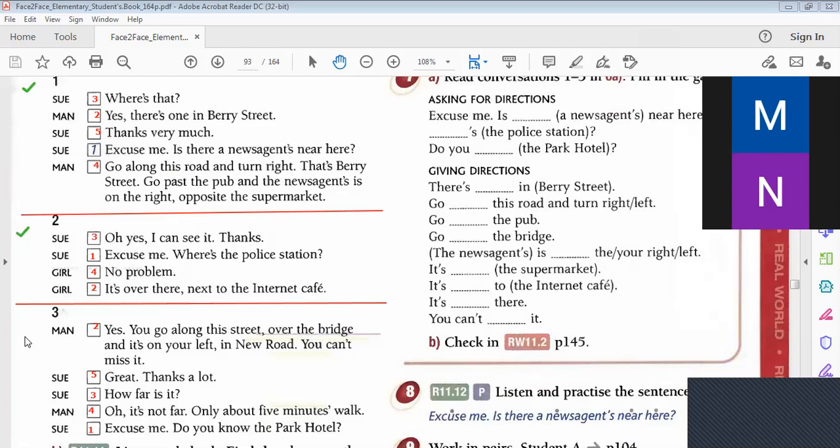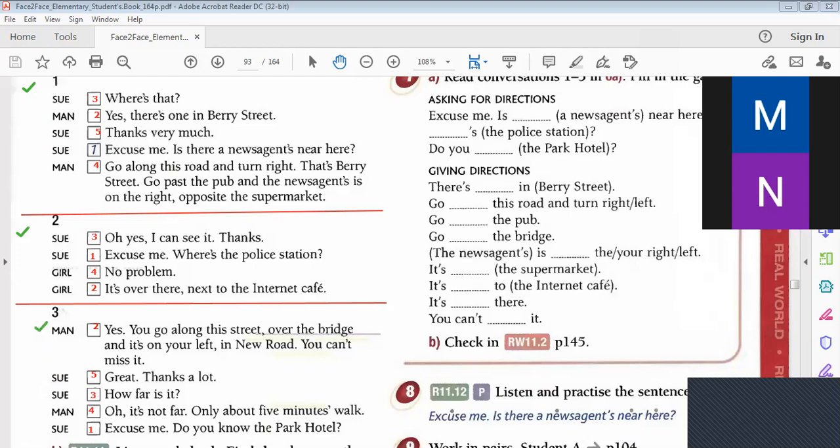Conversation 3. Excuse me, do you know the Park Hotel? Yes. You go along this street, over the bridge, and it's on your left in New Road. You can't miss it. How far is it? Oh, it's not far. Only about 5 minutes walk. Great. Thanks a lot.